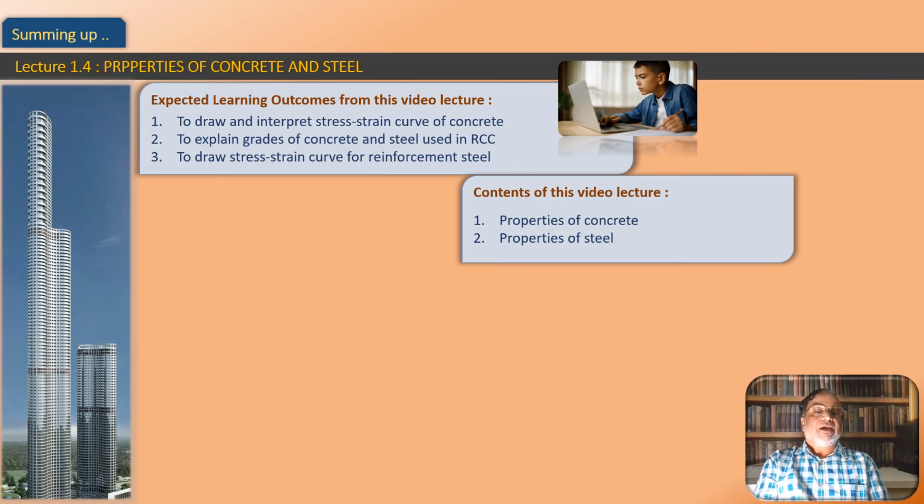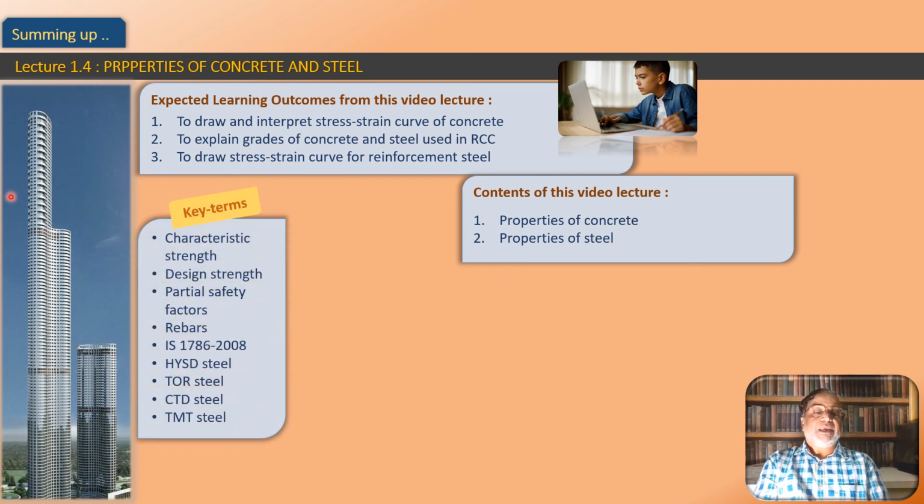So now we come to the conclusion of this video, summing up. This was lecture 1.4 in chapter 1, properties of concrete and steel. We started with expecting some learning outcomes from this video lecture. They were: 1. To draw and interpret stress strain curve for concrete. 2. To explain grades of concrete and steel used in RCC. And third, to draw stress strain curve for reinforcement steel. So the contents of this video lecture were 1. Properties of concrete, 2. Properties of steel.